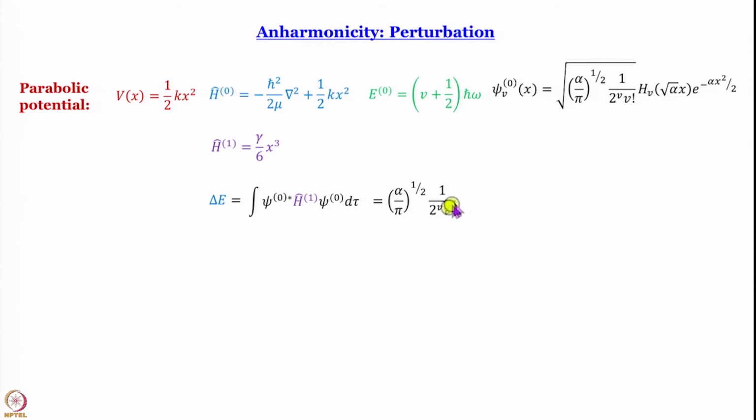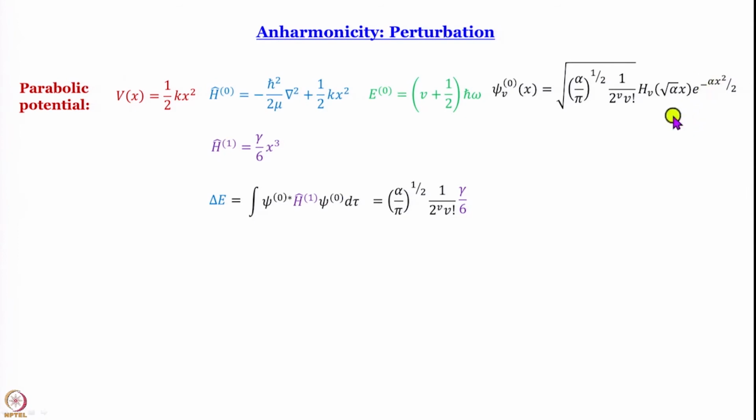So, this is what we have, one constant has come out. Is there any other constant anywhere? Yes. So, this is gamma by 6, that gamma by 6 will definitely come out. Then we are left with an integral inside which we have this Hermite polynomial multiplied by x cube multiplied by e to the power minus alpha x square.